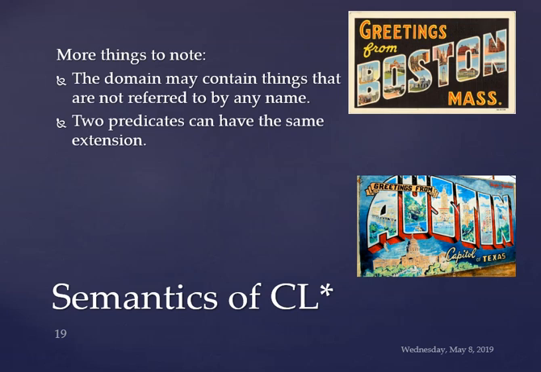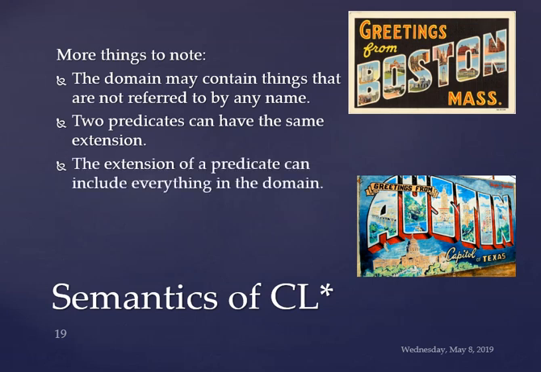Those are two different predicates. We're talking about three-sidedness and then three-angledness or whatever. And the members of those extensions are going to be all the triangles. All the triangles in the world populate the extensions of those predicates. The extension of a predicate can include everything in the domain. That's right. There's no reason why the extension of a predicate has to be smaller. So that's just something to remember.